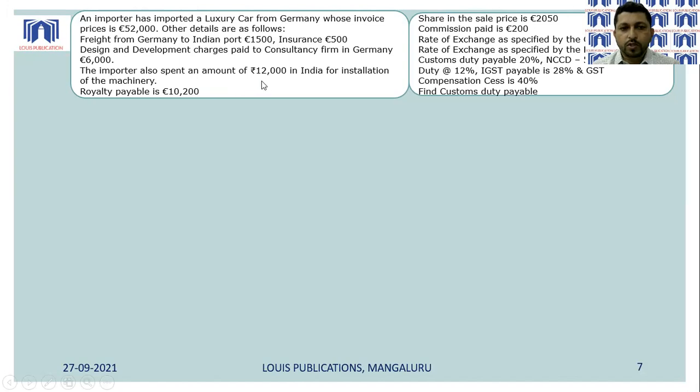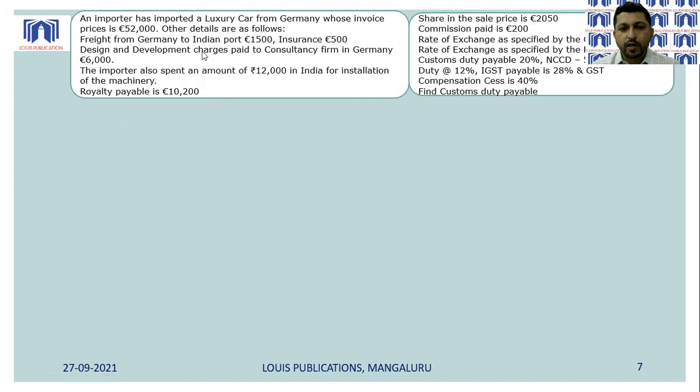The importer has also spent an amount of 12,000 in India for installation of the machinery. Royalty payable is 10,200 euros. Share in the sale price is 2,050 euros. Commission paid is 200 euros. Rate of exchange as specified by CBIC, 1 euro equal to 95. As specified by RBI, 1 euro equal to rupees 97. So we'll be taking the CBIC value, which is 1 euro equal to rupees 95. Then customs duty payable 20%.